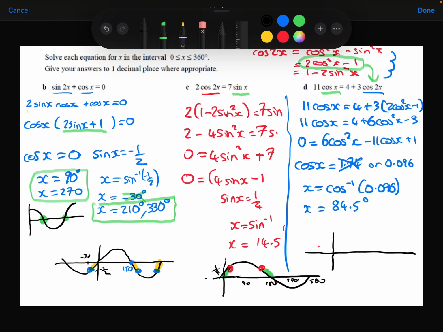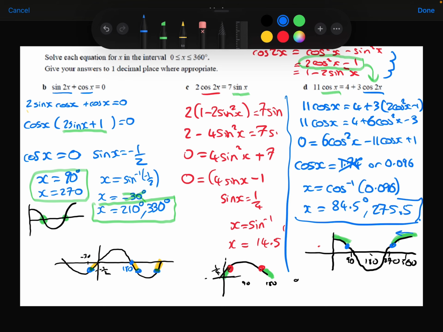Draw a quick cos graph for the other solution. So my first solution was here, there'll be another solution there. I know this is 84.5, so this is 84.5. So if I do 360, take away 84.5, I get 275.5. And those are the two solutions to that equation.